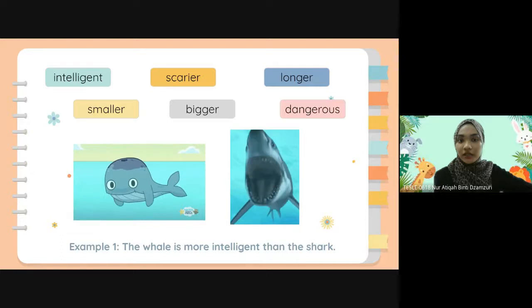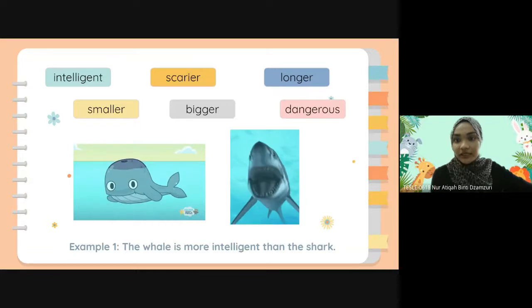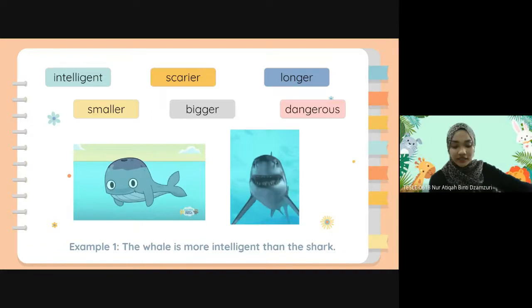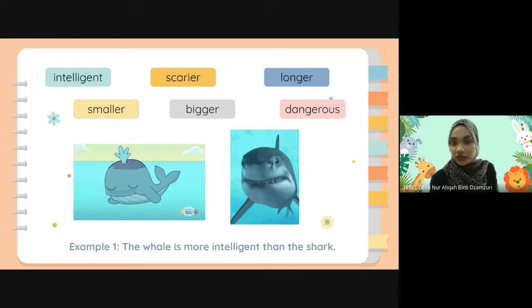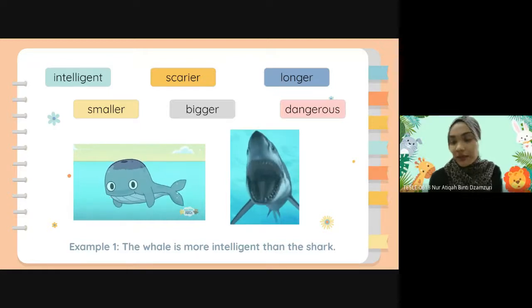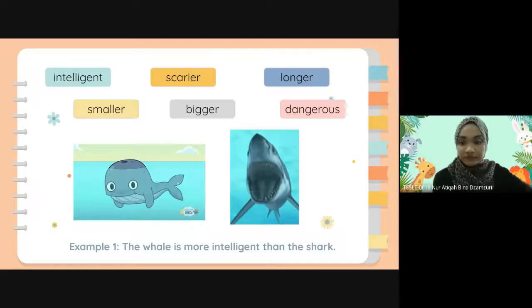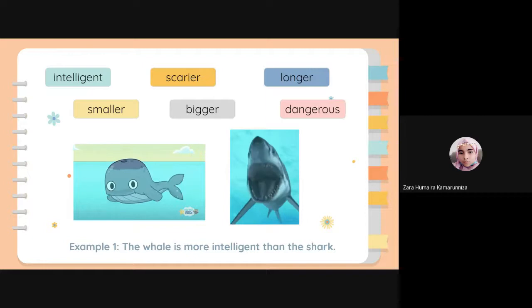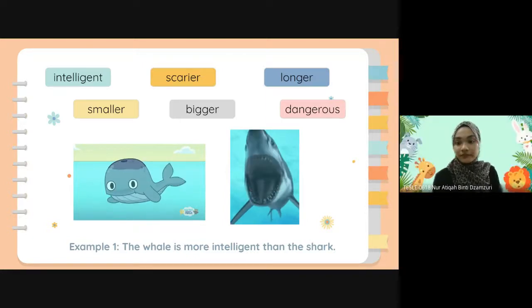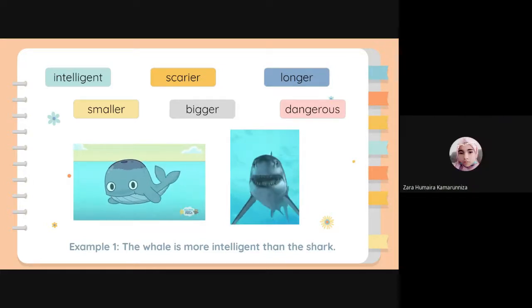Okay, longer. Who wants to try to use the longer? Okay, it's okay, Luqman. Okay, sorry. Okay, longer. Okay, other than Darisa. Now, longer. Who wants to try the word longer? Boys. Where are the heroes? Handsome boys. Oh, Zara Humaira. Okay, Zara Humaira, you may try. Okay, try longer. Zara? Okay. Create a sentence. Use longer.